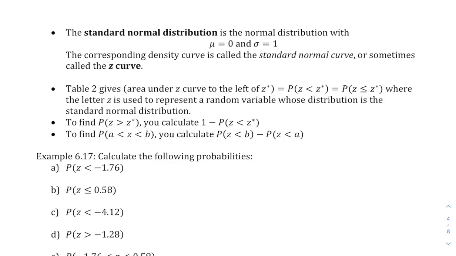If you're looking for a greater than, then that's not what's in the table. You have to do 1 minus the value that is in the table. And then when you're finding between, you can find that by subtracting the big area, where z is less than the bigger number, minus the probability that z is less than the smaller number. That's going to leave you with the piece that you want, much like the triangle example that we did in section 6.3.